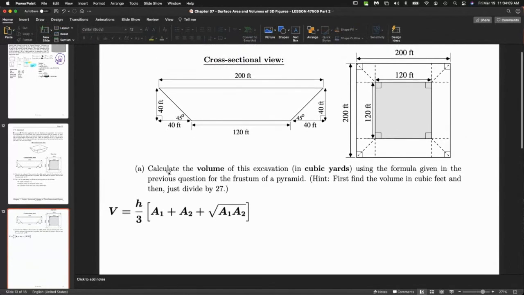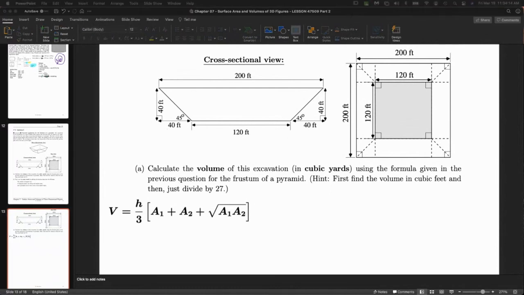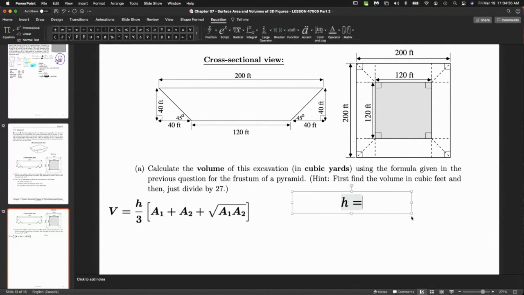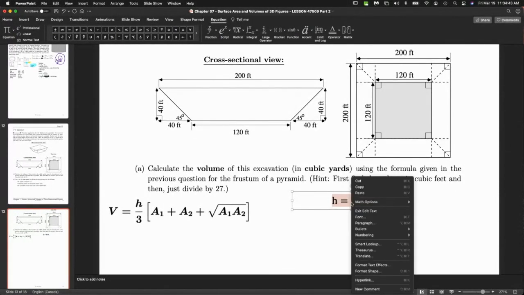So we have everything we need, I think. If you can tell me what the height is, and the area of the base and the area of the top, then this question is done. So let's take a look. Okay, so Shalon is on point there. The height, let's do the math formatting. The height is 40 feet. Very good.